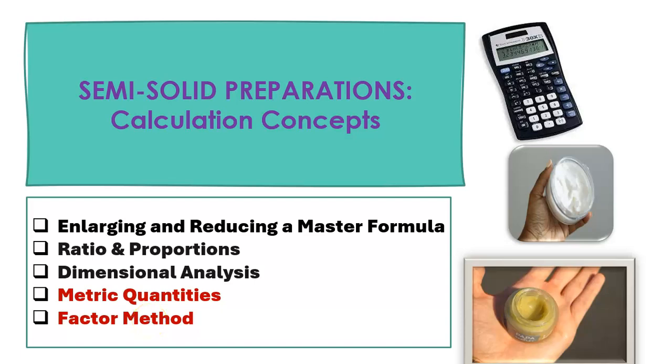In video number 2, we are going to look at enlarging and reducing a master formula, basic ratio and proportion, or dimensional analysis, looking at formulas that list their quantities in metric, because it can be written in parts versus grams. So you'll see your grams and your milliliters, and also the factor method of solving your answers.